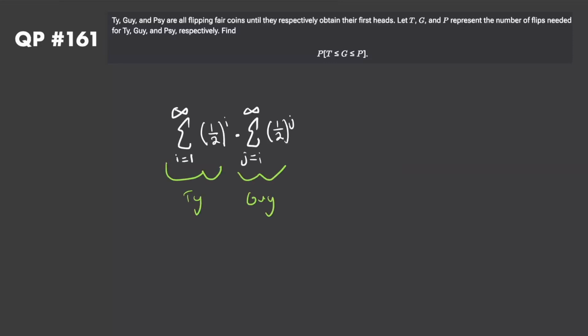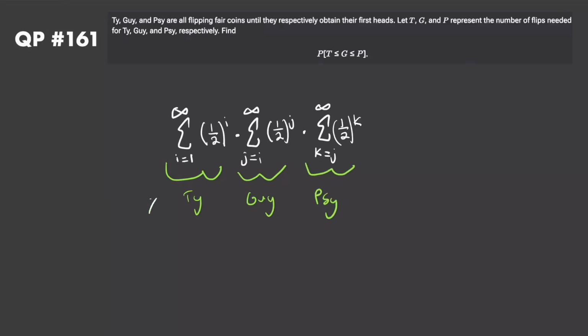And now we need Cy to have at least the amount of flips as Guy had, right? Which we represented by J. So now we can multiply this right here by the sum from, let's say, our next iterator is K, going from J all the way up to infinity of 1/2 to the power of K. So this right here will be for Cy.